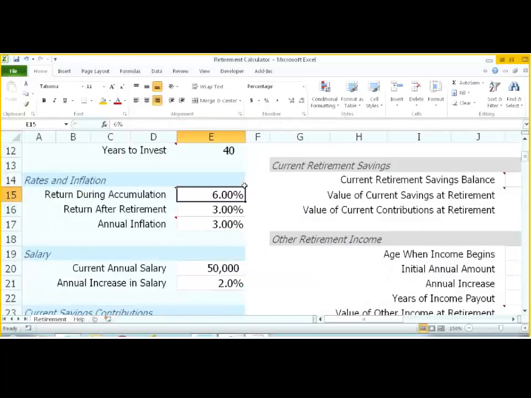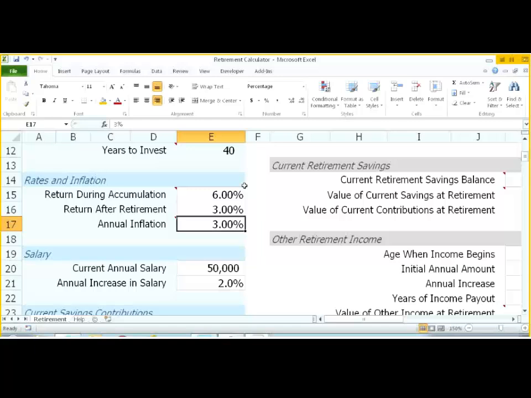Then they have an entry for return during accumulation. What that means is while you're working, while you're accumulating your savings. So they're saying 6% return on your investment, which is fairly conservative. Why is that greater than when you retire? Because typically when you retire, you're not as willing to be as risky about your money. You're taking it out over a shorter period of time than you accumulated it. So you tend to choose investments that have a lower return, which are safer after you retire.